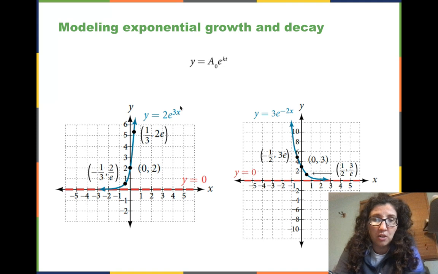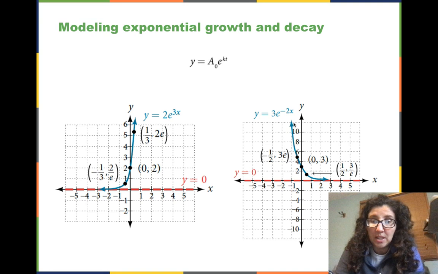So here is this equation where a is 2, k is 3, and what's this going to look like? Well, this is going to be exponential growth. And it's going to cross the y-axis at the A0 here at 2, right? Whatever that coefficient is. And when x is 1/3, this is e to the first power, and the y value is 2e, right?